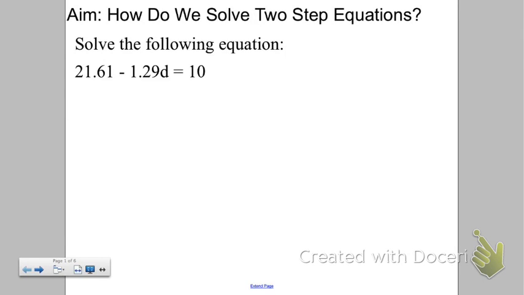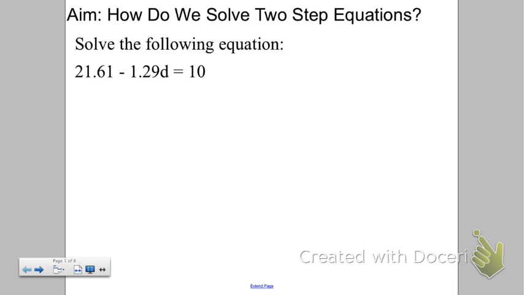Today's lesson is on how to resolve two-step equations. Solve the following equation: 21.61 minus 1.29d equals 10. Take a second to copy down the question. So when we're solving an equation, we're solving for the variable.